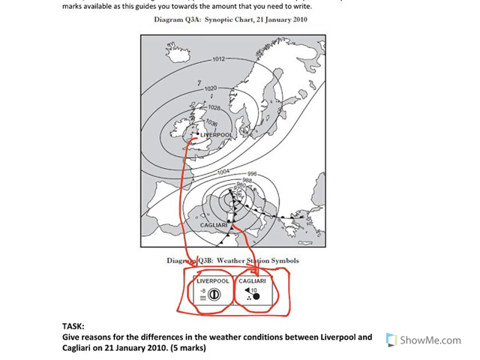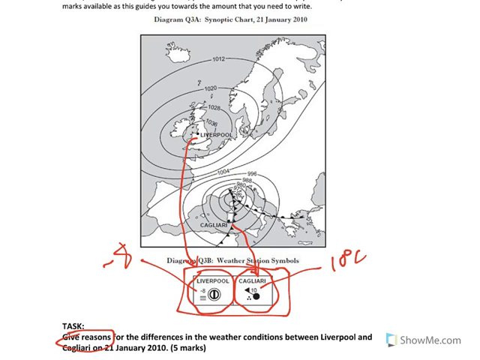So for example, I can see that Liverpool is -8, whereas Cagliari is 10 degrees. So there is a difference, a big difference in the temperature. I would be starting by saying Liverpool is much colder. It's actually 18 degrees colder than Cagliari. The reason for this is, and then you have to offer some reasons.